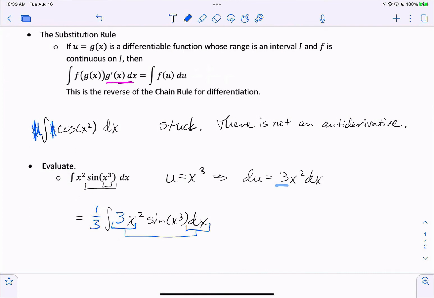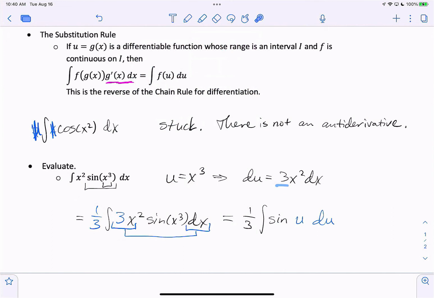Sometimes I follow through with the actual substitution and sometimes I don't. But for right now, we're going to go ahead and follow through with the actual substitution. And this 3x squared dx gets replaced by du. I have the sine of x cubed, but x cubed gets replaced by u. And of course that 1/3 comes out in front.